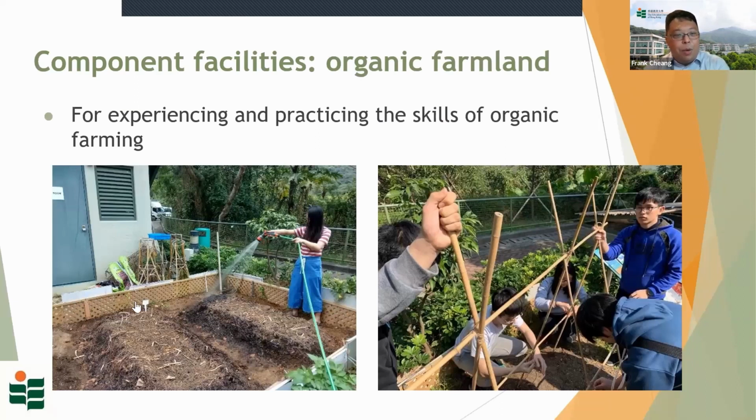And this is a very, very small organic farm here, but our students enjoy it very much. They really practice organic farming here. They grow their own crops, and many of the students told us that this is the first time they really grow or plant their own food, and from their faces you can see how satisfied they are.